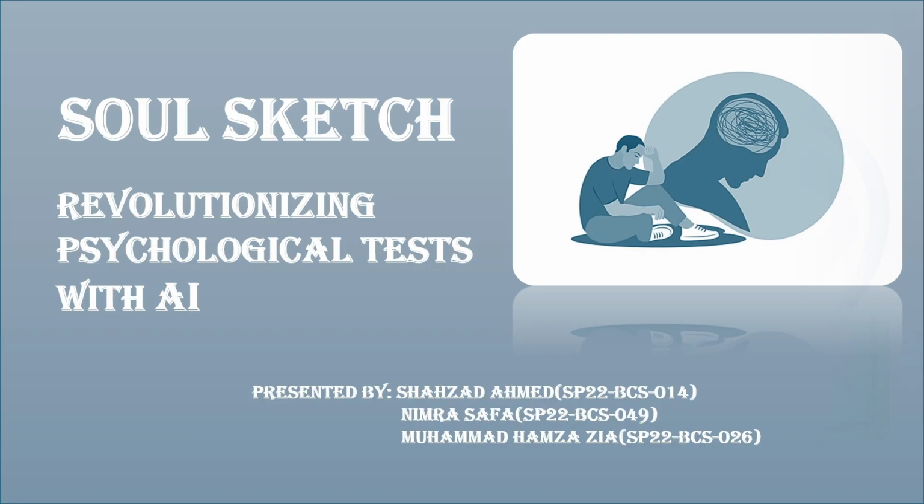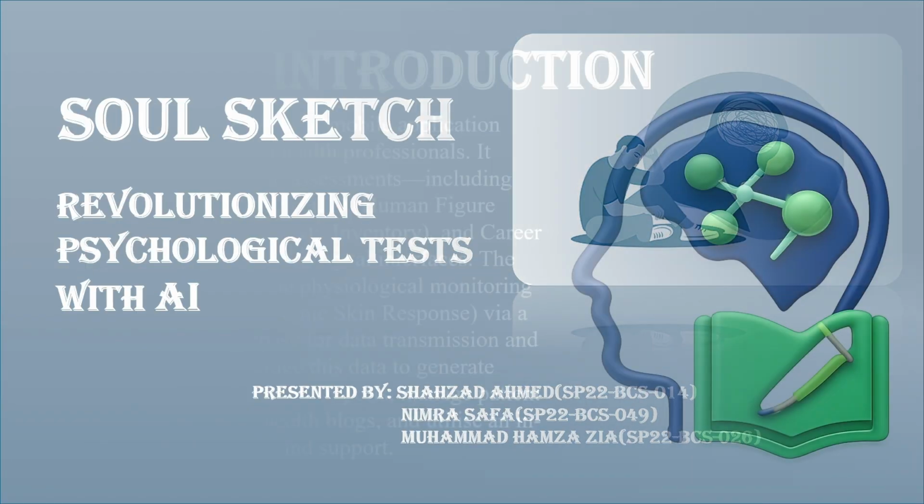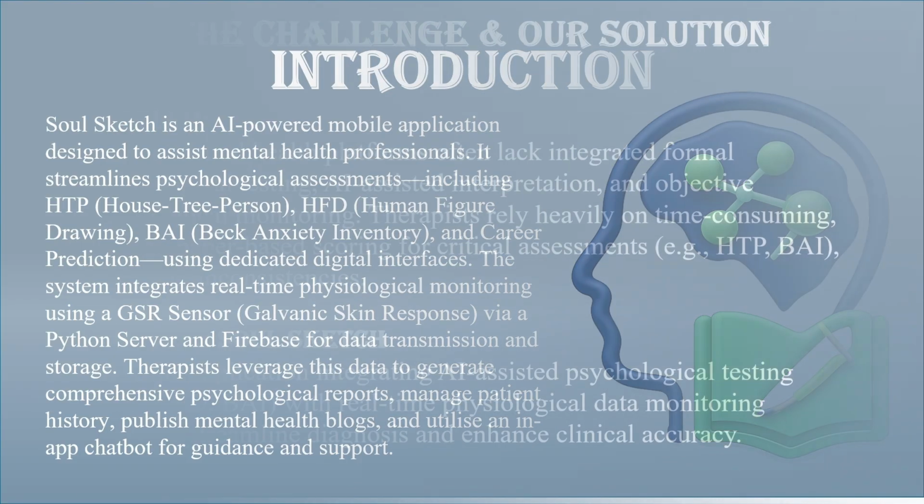We're making psychological testing much better using AI. The problem was that therapists currently waste a lot of time scoring critical assessments like HTP and BAI all by hand on paper. This manual work is slow, inconsistent, and lacks objective physiological data. Our solution is Soul Sketch, a mobile application that integrates AI-assisted psychological testing, HTP, HFD, BAI, with real-time physiological data monitoring, GSR. This system is designed to streamline diagnosis and enhance clinical accuracy.